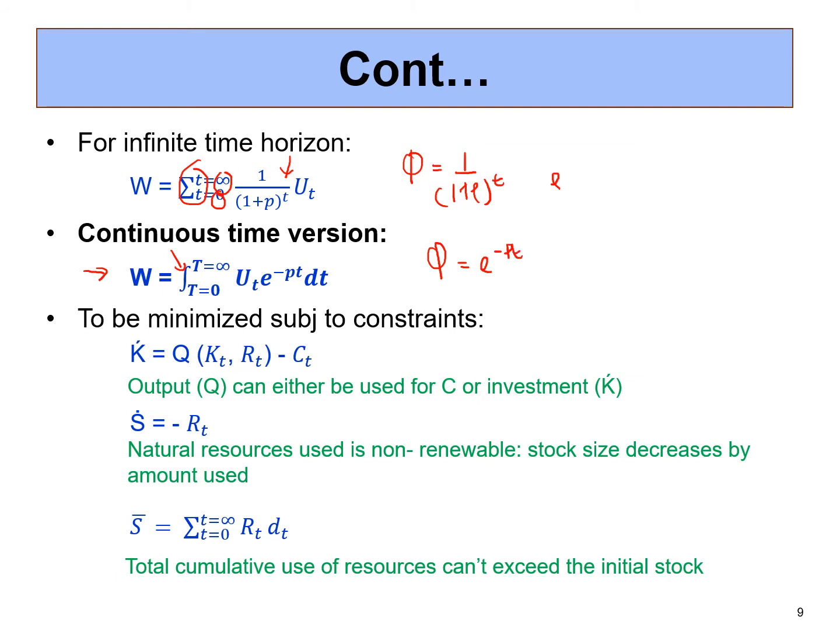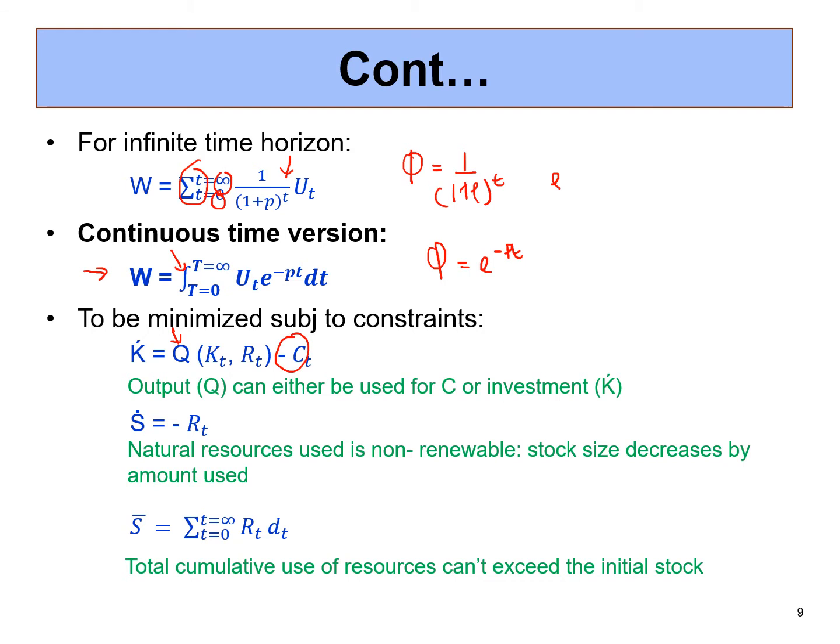This welfare function should be maximized, subject to the following constraints. The first constraint is K dot equals Q minus consumption. So what does it mean? Q here is our output. In other words, output can either be used for consumption, because you have to subtract consumption, or for investment, or capital.